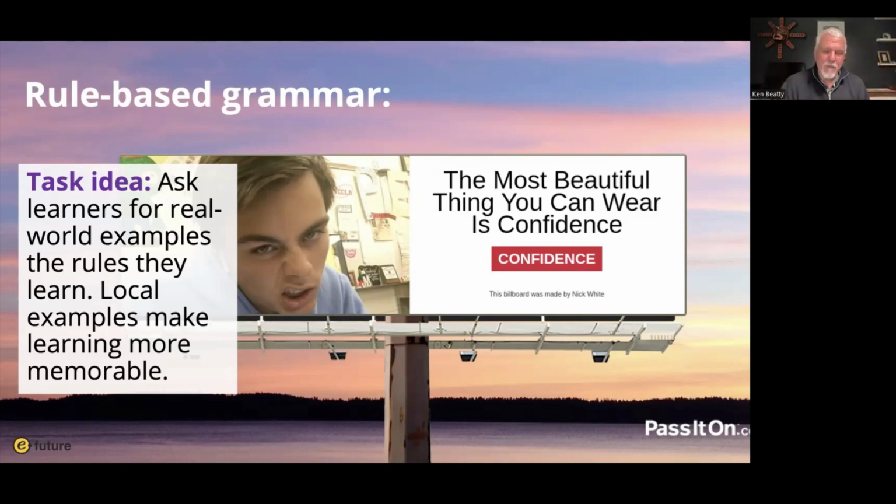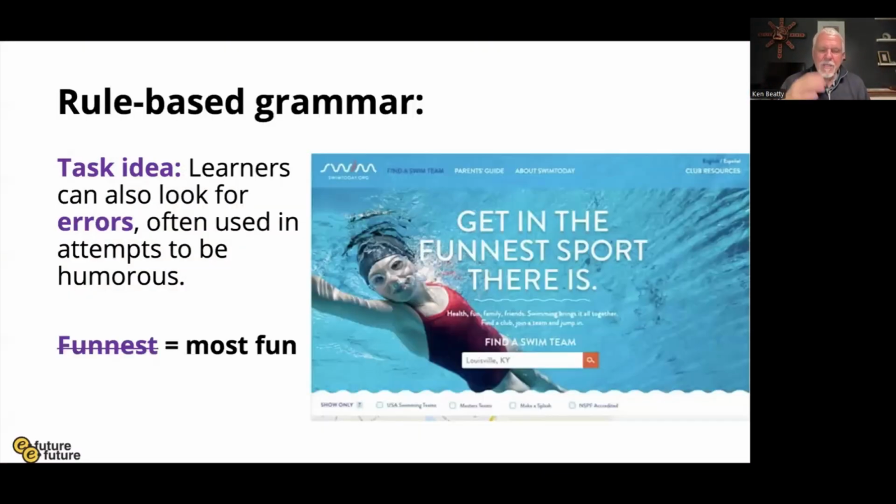So that's a great way for things to happen. It makes it more memorable if it's a local example, something like a billboard that they see. Another one for more advanced students even is to look for errors, because in advertising, we have errors all the time. First of all, brand names often take words and put them together so that they can patent them.